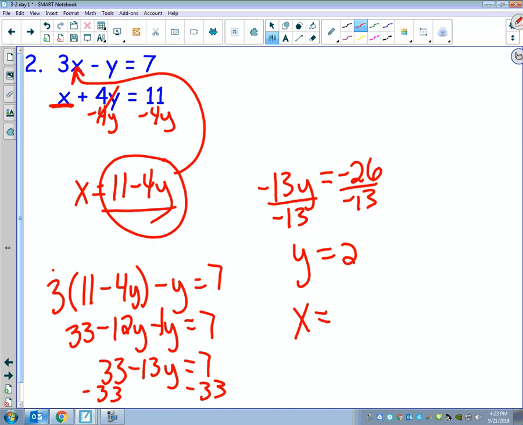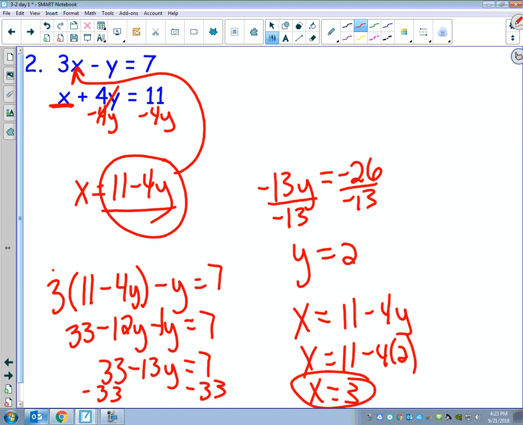So we know that x equals 11 minus 4y. So that would be what? 11 minus 8, which is 3. And you can say x equals 3, y equals 2. Or you could say the ordered pair 3, 2.